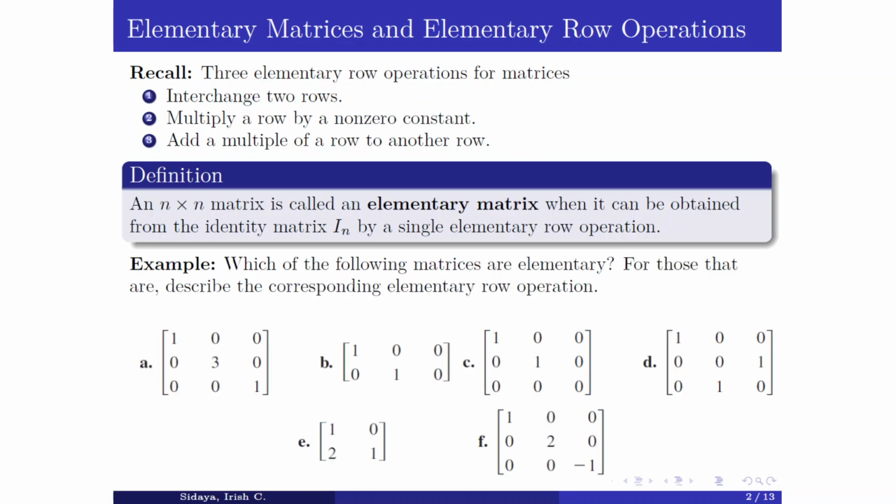Example: for each of these given matrices, let us identify if it is an elementary matrix or not. If it is, then we describe the corresponding elementary row operation. So first, we have here the given matrix. Observe that from a 3 by 3 identity matrix, this can be obtained by multiplying the second row by 3. Since only one elementary operation is applied, therefore this is an elementary matrix.